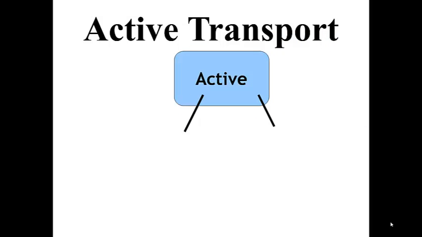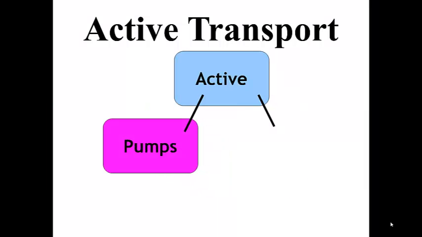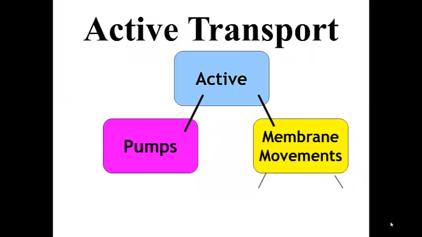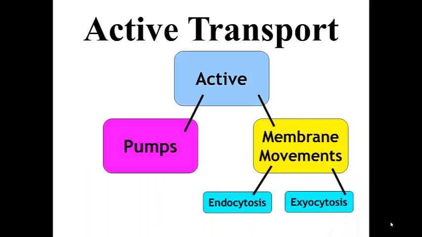Now we'll cover the second part of homeostasis, which is active transport. Active transport is the part where the cell's membrane actually has to use some sort of energy in order to get the molecules through the cell membrane or out of the cell membrane. There's pumps, and there's membrane movements. So the membrane can move and push organisms out or engulf organisms. So we've got endocytosis and exocytosis, which are types of membrane movements.